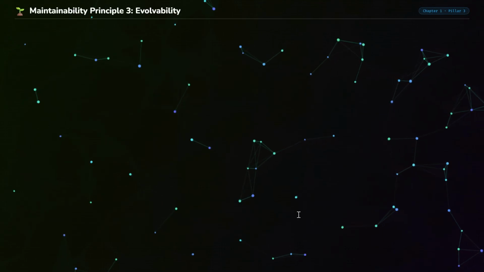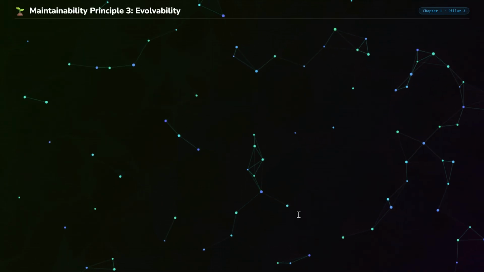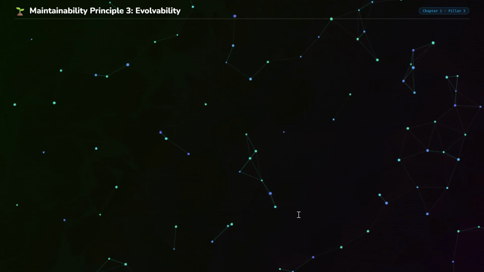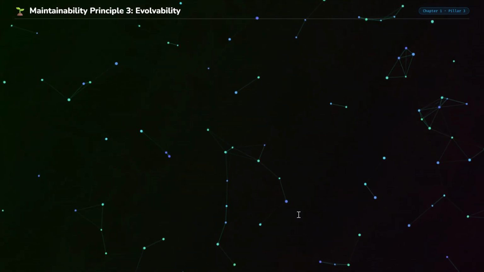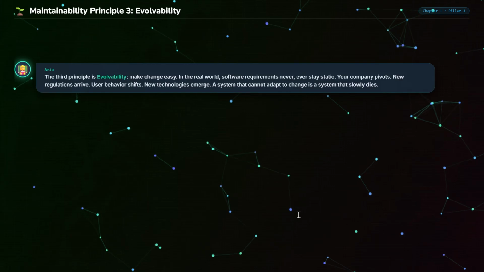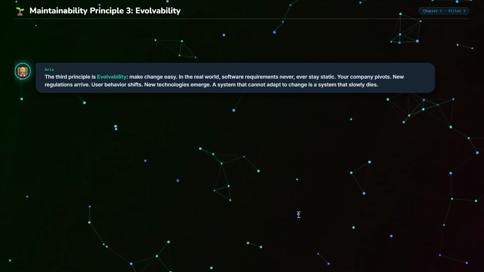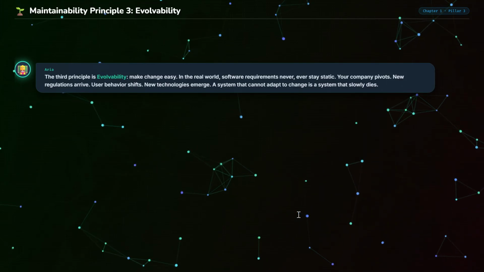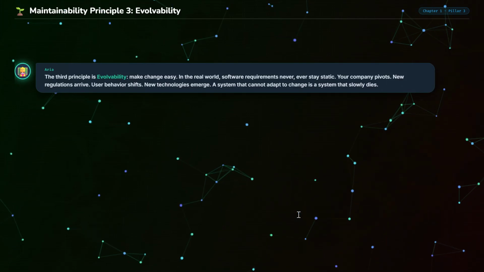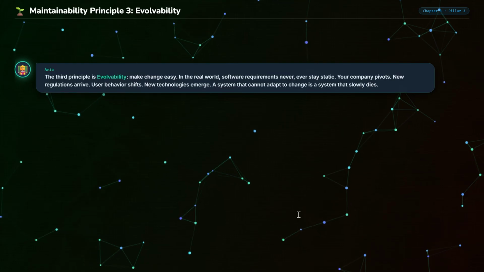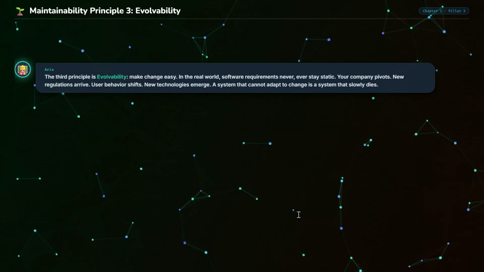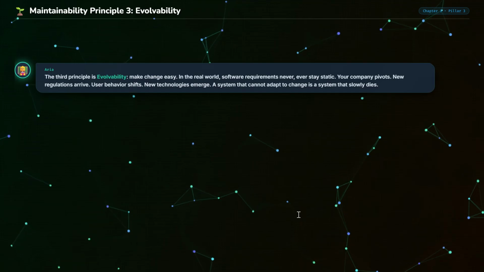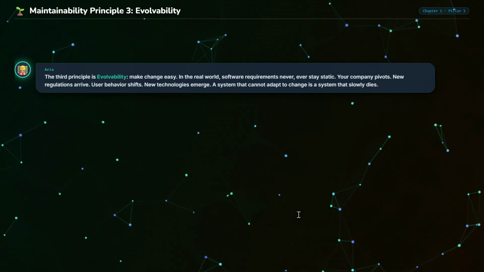Maintainability Principle 3. Evolvability. Building for a future you cannot predict. Principle 3 is evolvability. Make change easy. This is perhaps the deepest and most underappreciated principle of the three. In real-world software development, requirements never ever stay static.